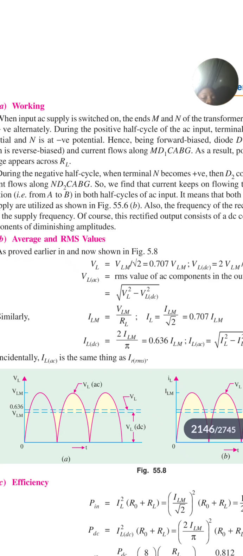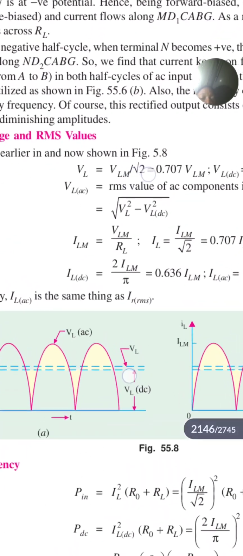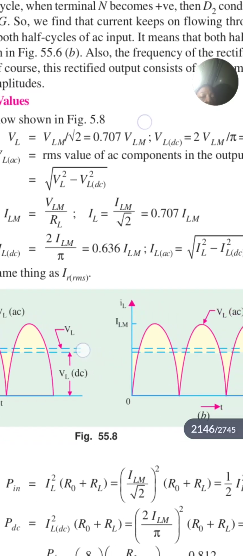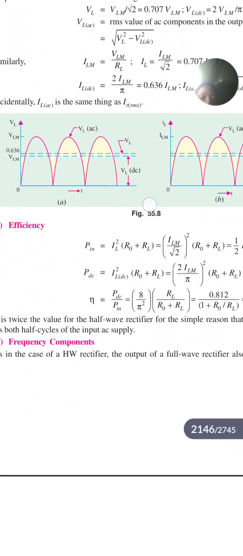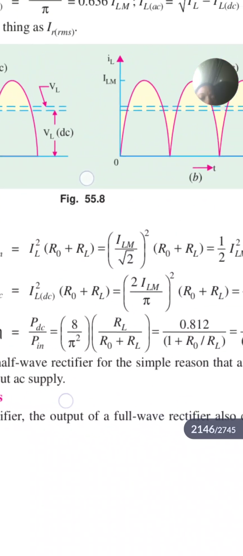Look at it here, something like this. Now you see it, IDC in that half wave is IM over pi, but this one you multiply it by 2 because it is full, not half.